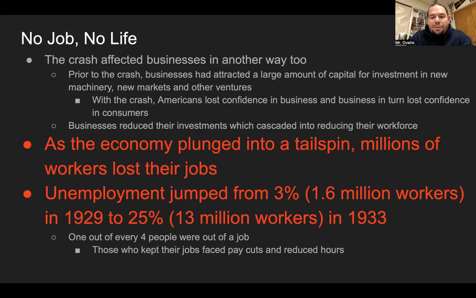Unemployment jumped from 3%, roughly 1.6 million workers, in 1929 to 25% in the worst year of the Depression, 13 million workers. One out of every four people were out of a job, and those who kept their jobs faced pay cuts or reduced hours.